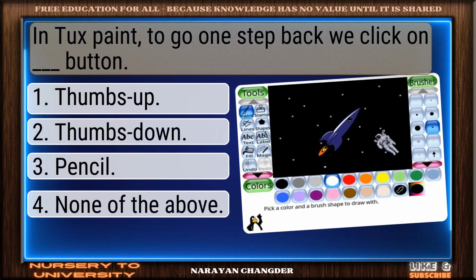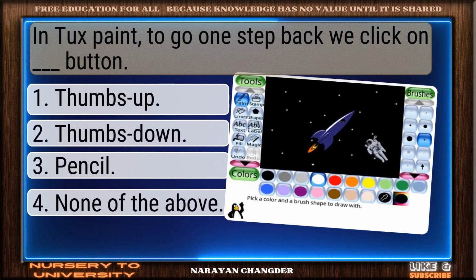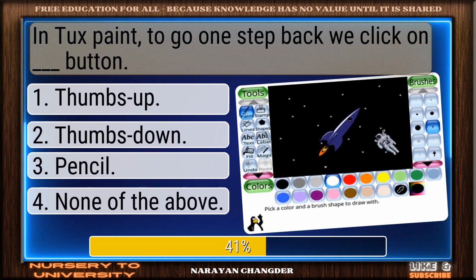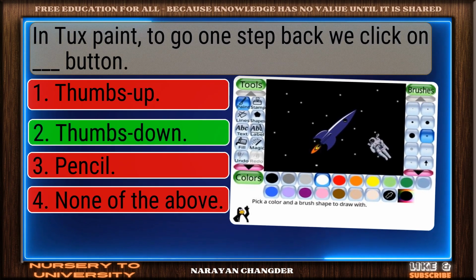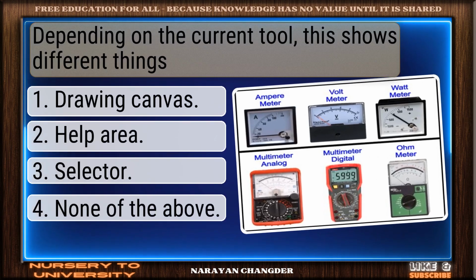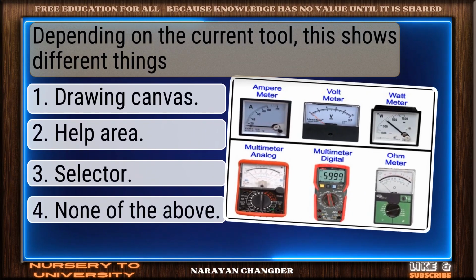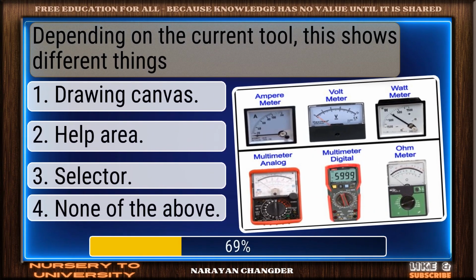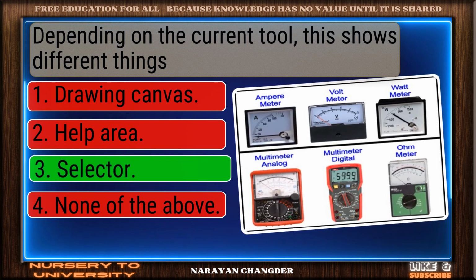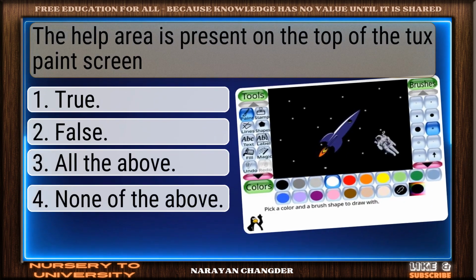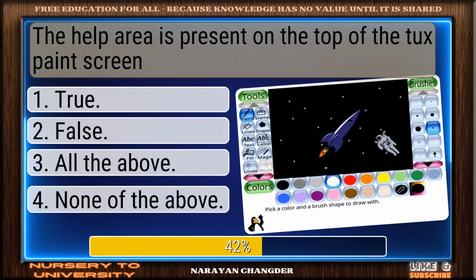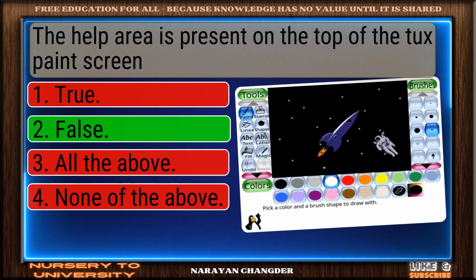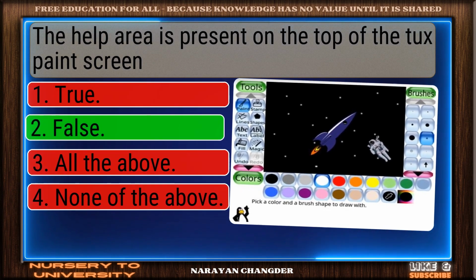In Tux Paint, to go one step back, we click on Dash button. Perfect. Thumbs down is the one. Depending on the current tool, this shows different things. Exactly. Selector makes sense. The help area is present on the top of the Tux Paint screen. Sharp thinking. False is right.